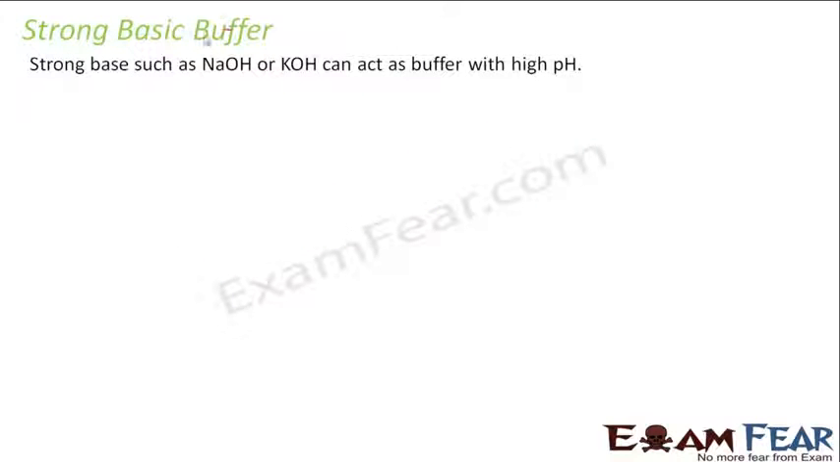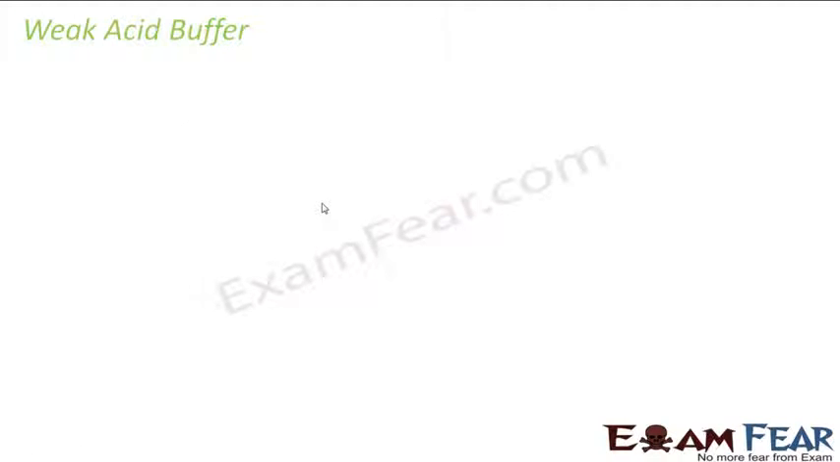Same thing with the strong base buffer. If you have a very strong base, NaOH or KOH, even if you add a small amount of H plus ions, it won't make any difference in the pH. It's a strong base buffer, but strong acid and strong base are something which we don't want, right? In real life, you want something like a weak acid or weak base. But with a weak acid or weak base, if you normally add any H plus or OH minus ions, it will change the pH. So what should we do?